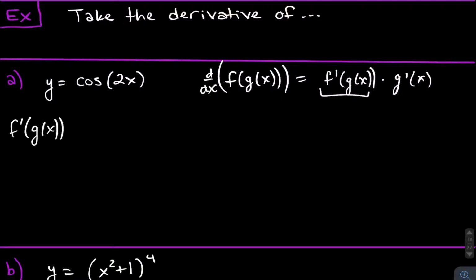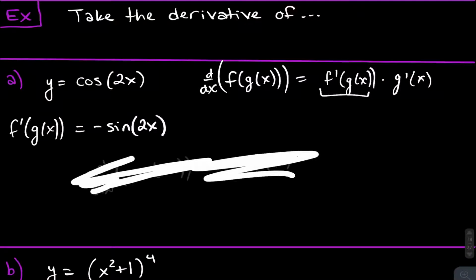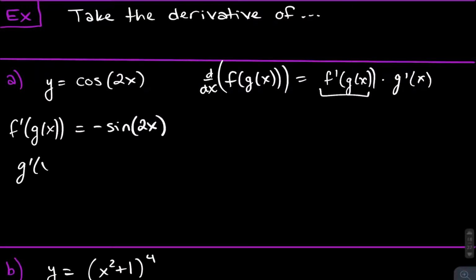So for f prime, we take the derivative of the outside, the derivative of cosine, but we just leave that 2x in there. That 2x stays put. Whereas the derivative of cosine of x would be negative sine of x, we now have that the derivative of cosine of 2x is going to be negative sine of 2x, and then we multiply by g prime of x.